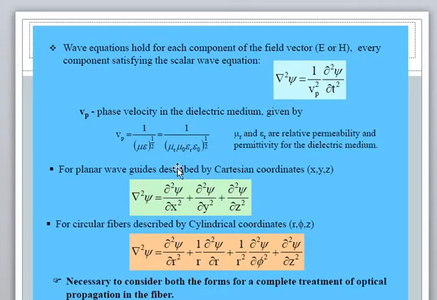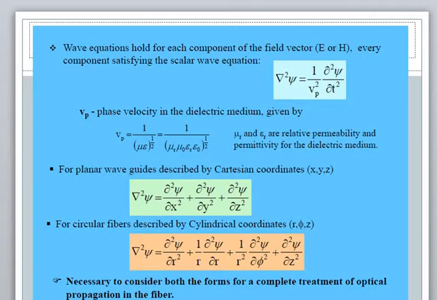Vt is equal to 1 by root of mu epsilon. Okay, so why are we deriving this Maxwell equation? In order to obtain the improved model of propagation of light in optical fiber, the electromagnetic wave theory considers Maxwell's equations.